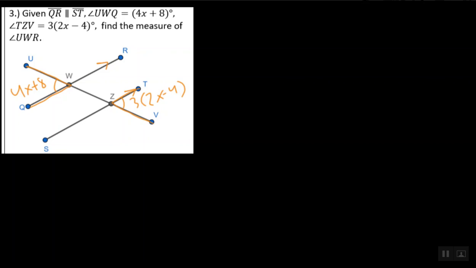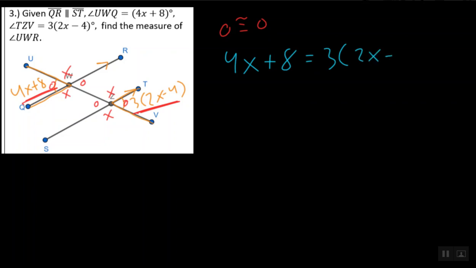Well, let's go ahead and use our circle X trick. So we can say this angle is a circle and an X, a circle and an X, a circle and an X, a circle, and an X. And from here, I actually note that my 4x plus 8 is a circle. My 3 parentheses 2x minus 4 is a circle as well. And so we know that circles are congruent to circles. And so what I get to do is set these two things equal to each other. 4x plus 8 is equal to 3 parentheses 2x minus 4.